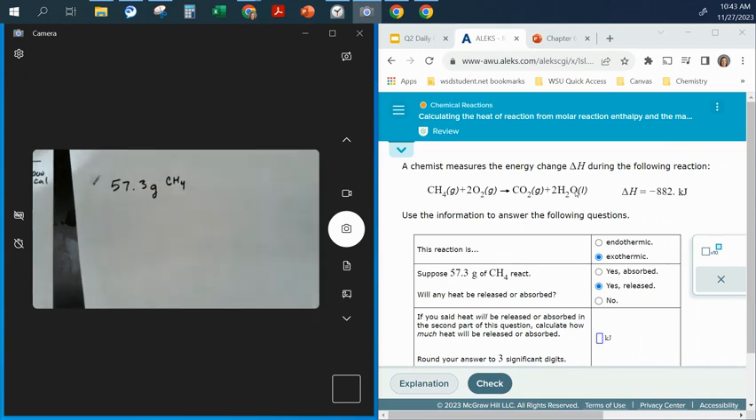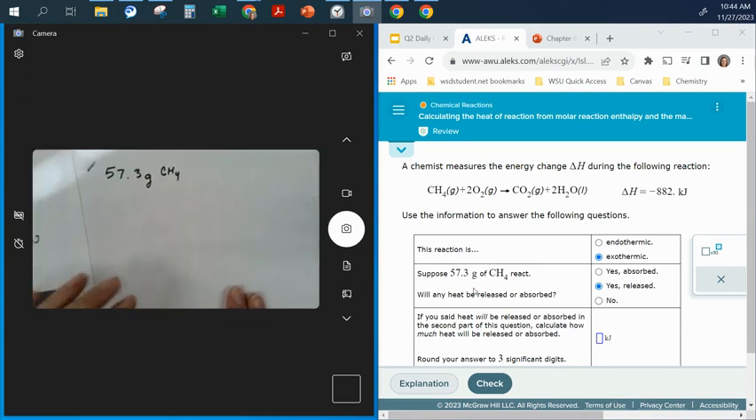Well, this chemical reaction tells me if I have methane and I react it with oxygen gas, then I'll get carbon dioxide and water. And if this reaction happens for 1 mole of methane, there's just a 1 here, that gives me 882 kilojoules of energy for every 1 mole of methane. So the first thing that we have to do here is figure out how many moles this is. Do you remember from chapter 5, if we have grams, how do we get moles?